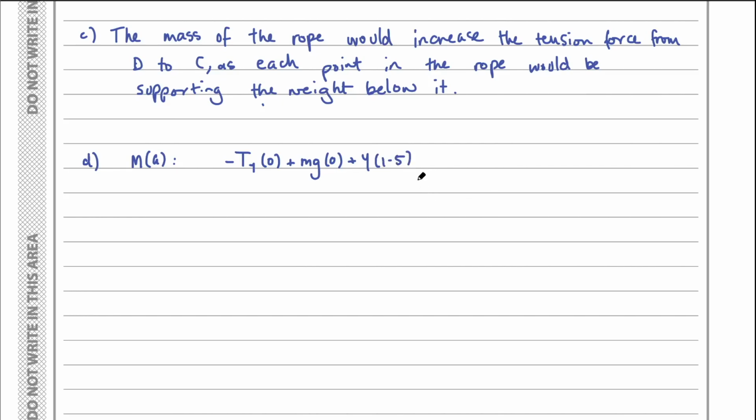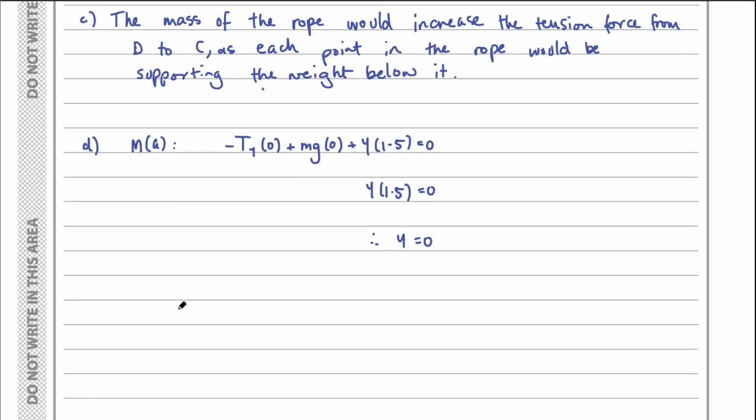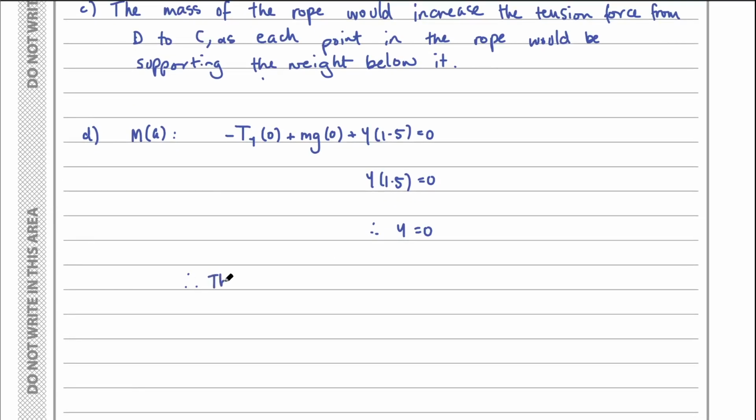And because it's in equilibrium, all of these forces equal 0. Now, of course, multiplied by 0, they will be 0. Therefore, this equation simplifies to Y times 1.5 equals 0. Therefore, Y equals 0, which was the vertical component of the force from the wall pushing against the beam. So therefore, the only force pushing against the beam from the wall must be horizontal.